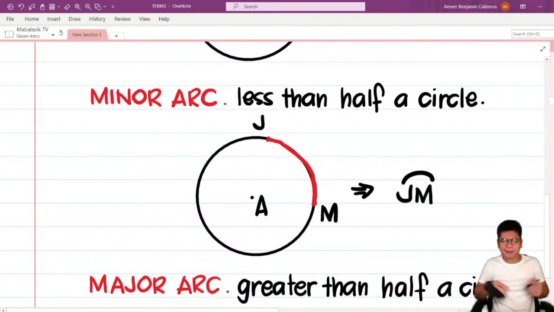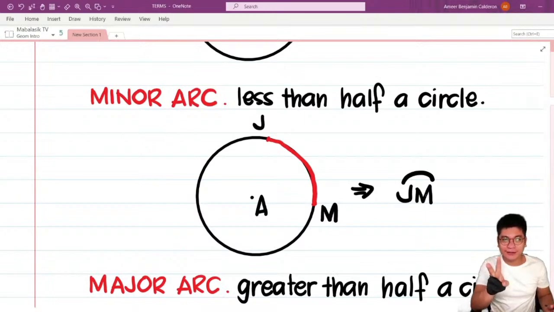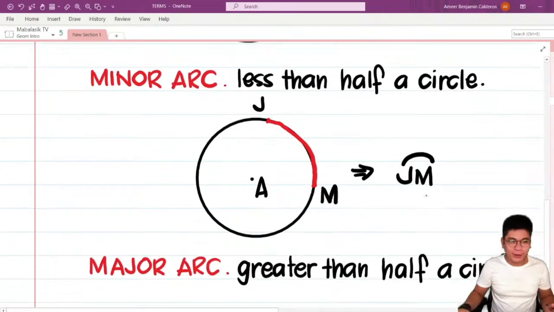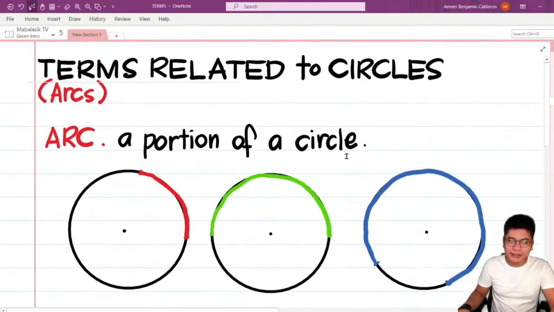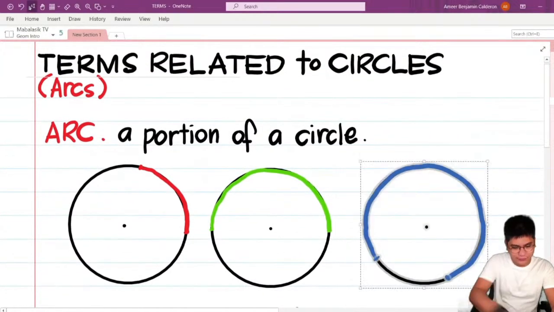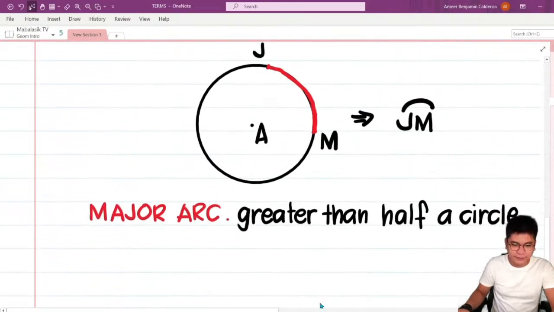Sir ABC, bakit po naging dalawa na lang? Ganun talaga. Kapag minor arc, 2 letters. Kapag semicircle, 3. All the more kapag major arc. This is the major arc.